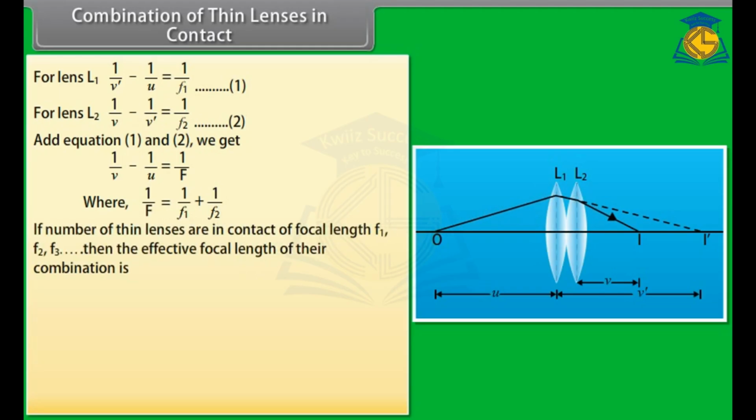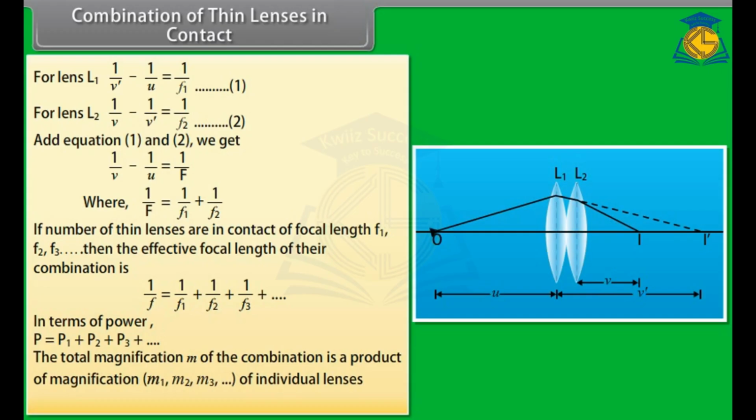If a number of thin lenses of focal lengths f1, f2, f3 are in contact, then the effective focal length of their combination is 1/f is equal to 1/f1 plus 1/f2 plus 1/f3 and so on. In terms of power, P is equal to P1 plus P2 plus P3 and so on. The total magnification M of the combination is a product of magnifications M1, M2, M3 and so on of the individual lenses. M is equal to M1 times M2 times M3.